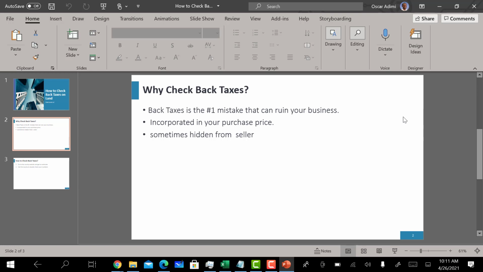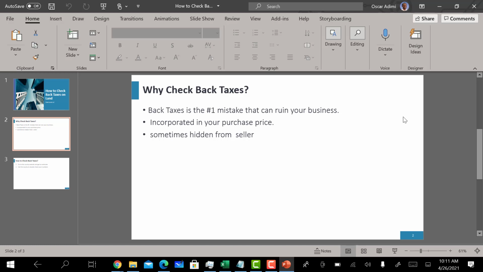If they say no, then you can renegotiate and say, hey, what if we split the back taxes? Most likely they will say okay, and sometimes they will say no. It's really up to you, but that will decrease your profit or your margin. So it's up to you if you want to move forward or not.